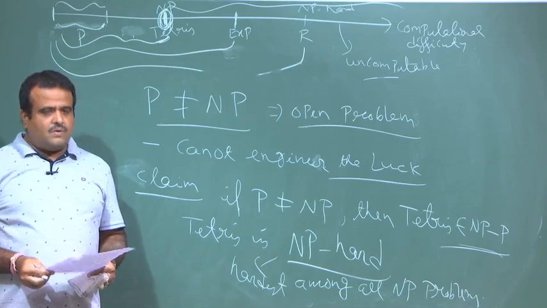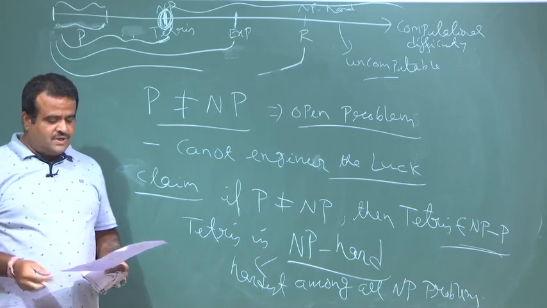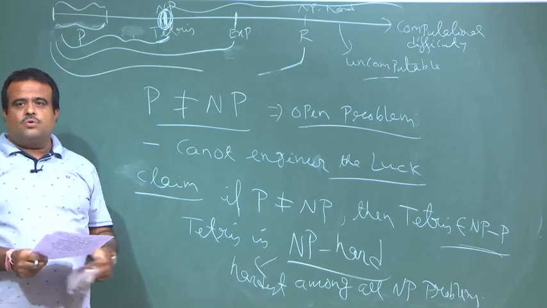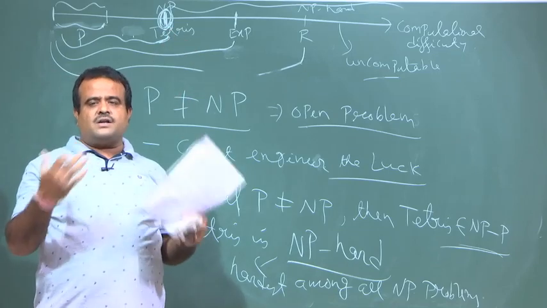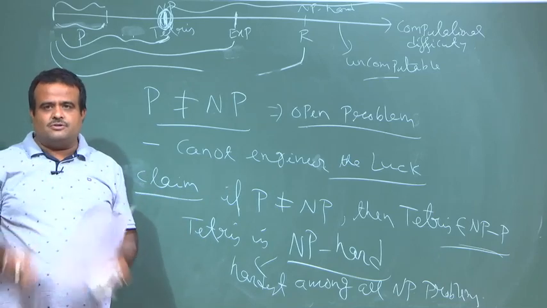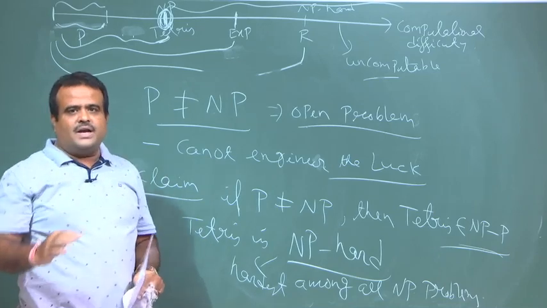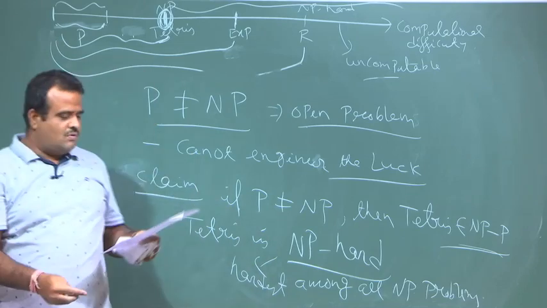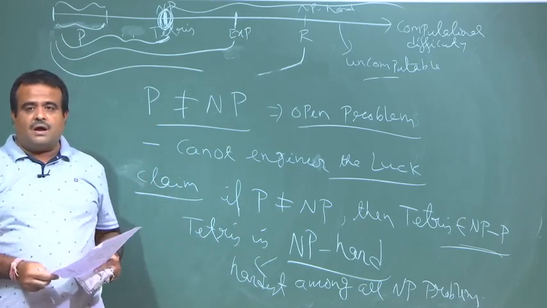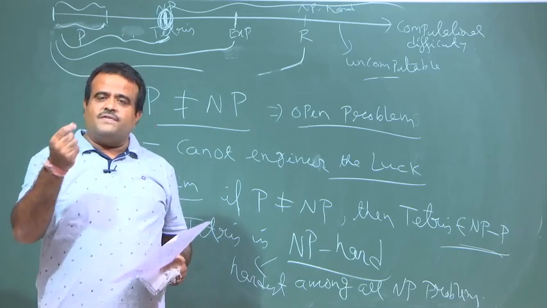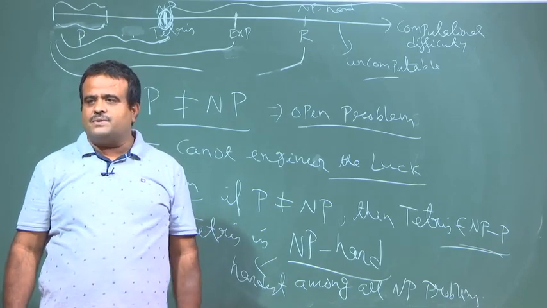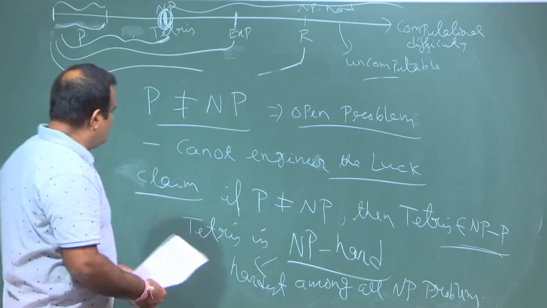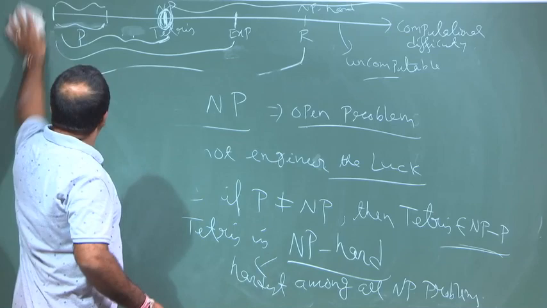NP complete means the intersection of NP hard and NP, which are the hardest problems in NP. So, these are called NP complete, but NP hard is all the problems which are harder than any given NP problem. All problems harder than all the NP problems are called NP hard. So, let us draw this picture here.